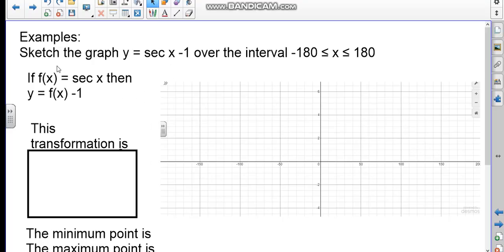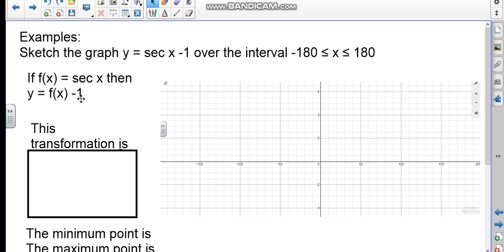Okay, so for this example, we're asked to sketch the graph y equals sec x minus 1 over this interval. So let's think about how this has been transformed first, and then we will think about what the graph of sec x looks like. So we're saying our function that we started with is sec x, but the y values we're plotting are f(x) minus 1.